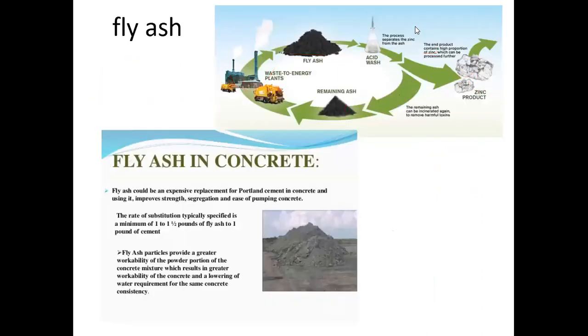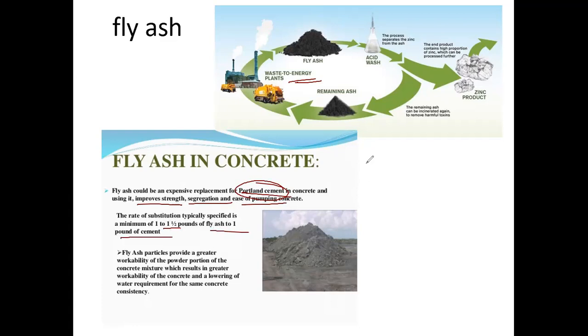Second is fly ash. What do you know about fly ash? Fly ash is actually carbon compositions. This is the waste produced in the industry. The waste produced in the industry is called fly ash. Fly ash could be an inexpensive replacement for Portland cement. Generally we use it in place of Portland cement, and it improves strength. The rate of substitution typically specified is a minimum of 1 to 1.5 pounds of fly ash per 1 pound of cement.